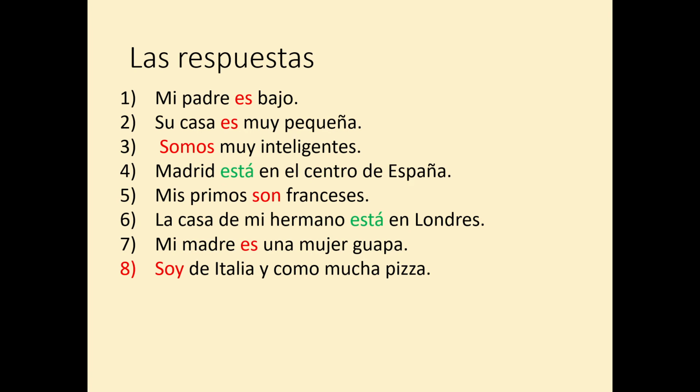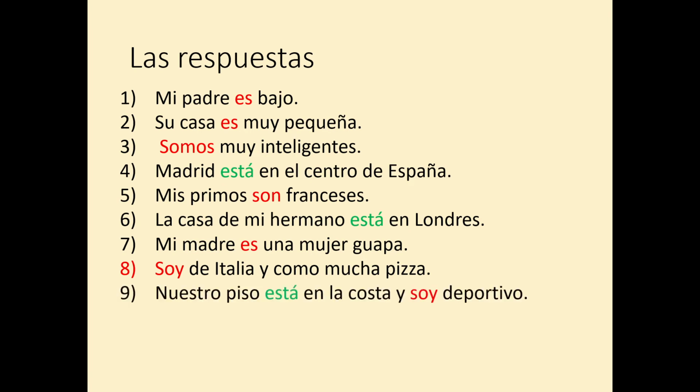So we use soy, very much links to our first activity describing where people were from. Number 9, our flat is by the coast, or it's on the coast, and I am sporty. So we're describing the flat's location by saying it's by the coast, está en la costa, but then we go on to describe ourselves, our character, what we like to do. Soy deportivo, I am sporty.